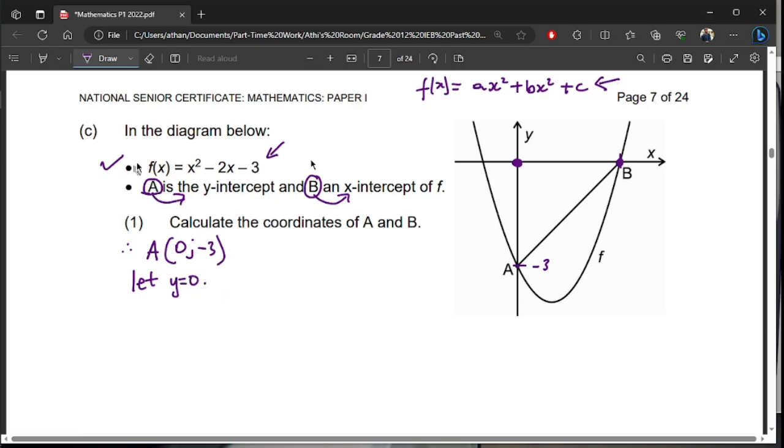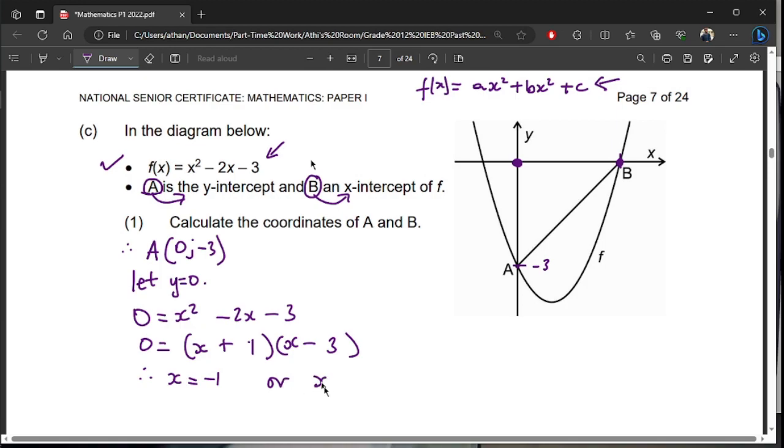Now using this formula, f(x), we will say 0 is equal to x squared minus 2x minus 3. To solve this equation, we need 2 brackets. The factors will be x times x, and 3 times 1, and then the middle sign goes to the bigger factor, plus. The values of x are x = -1 or x = 3.